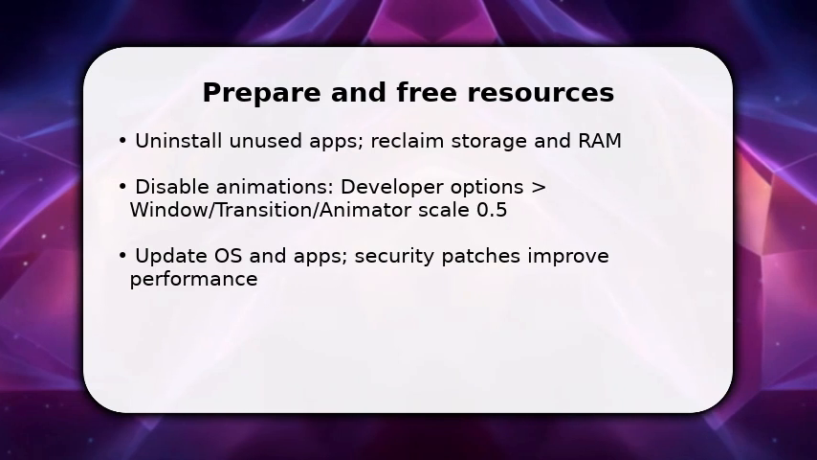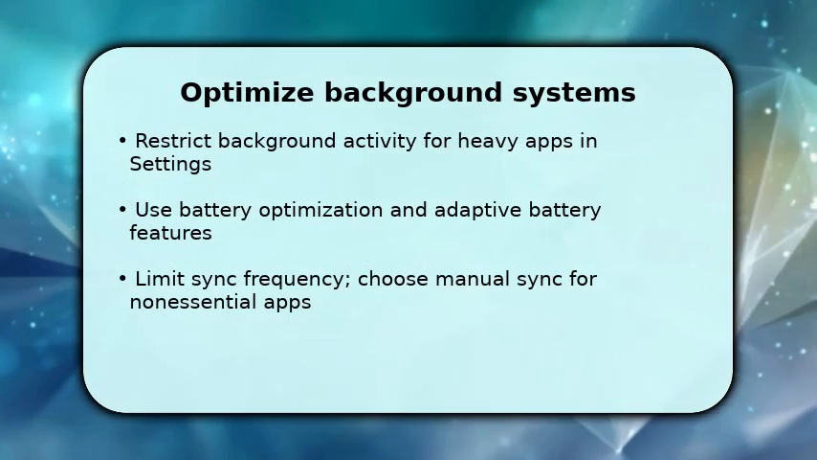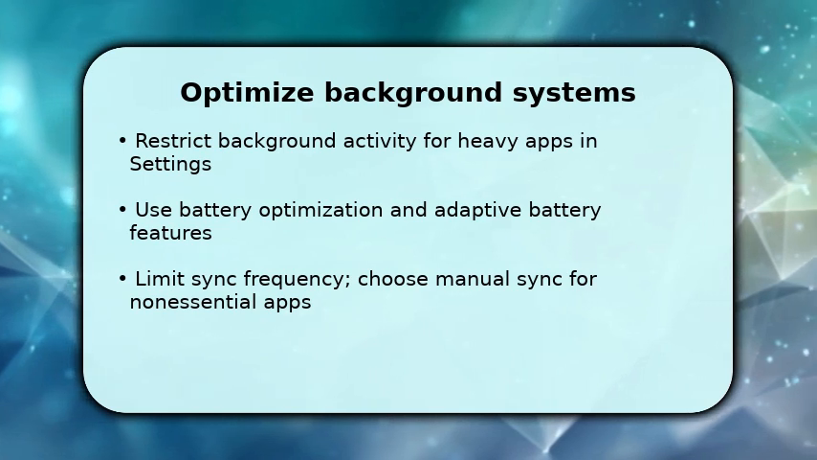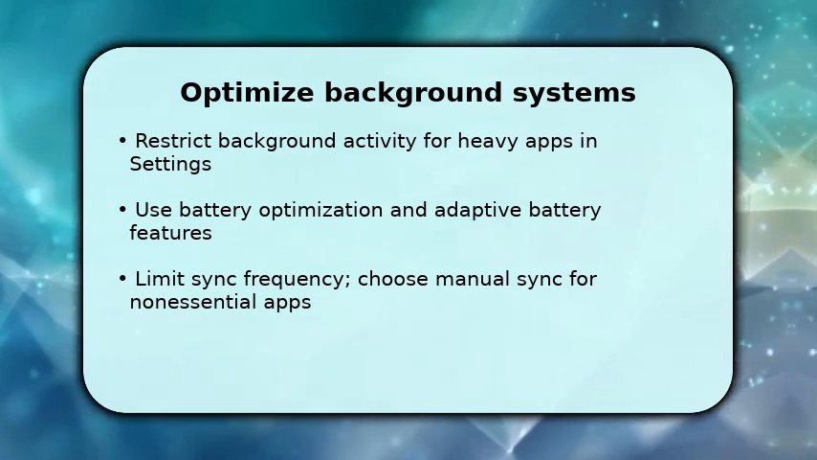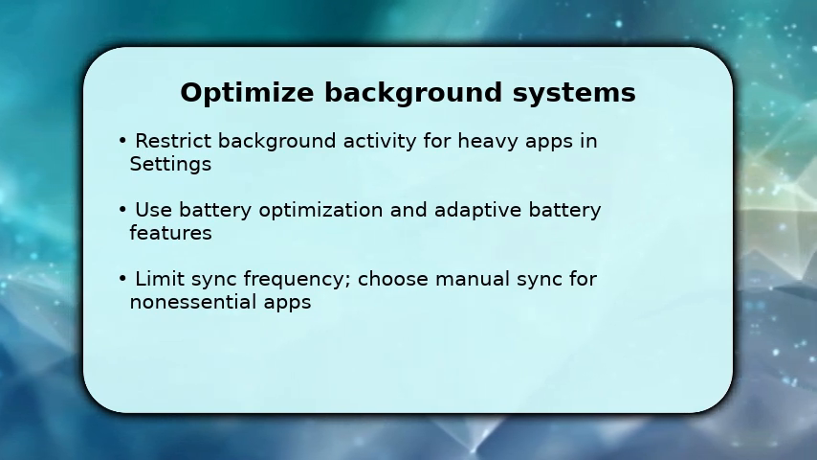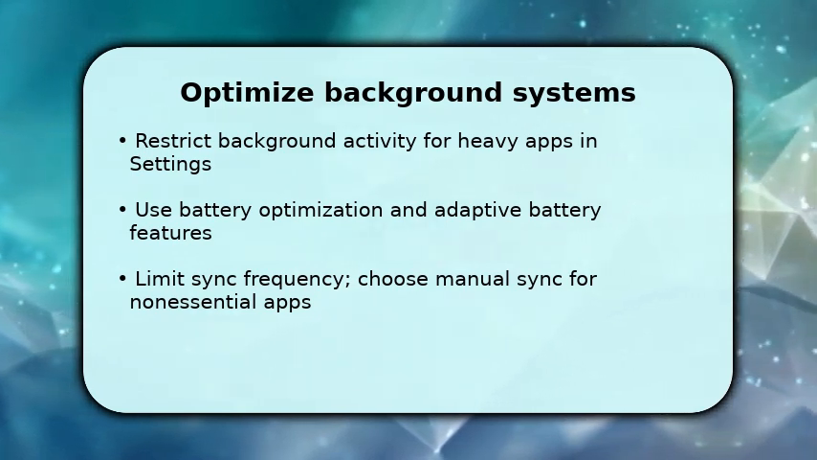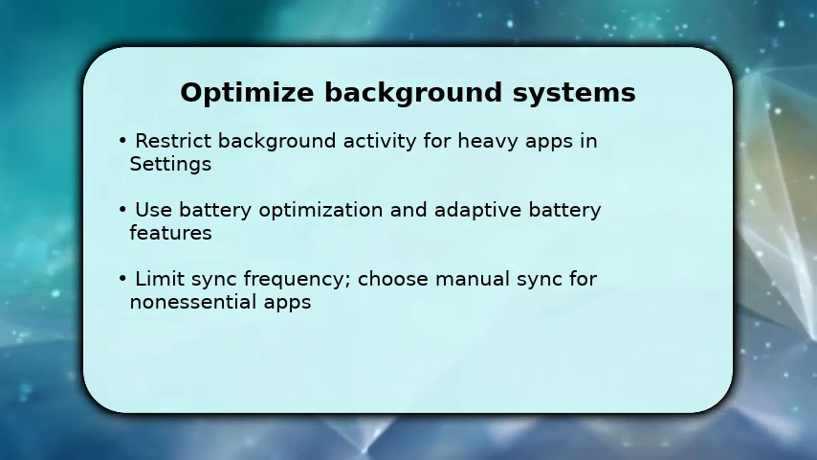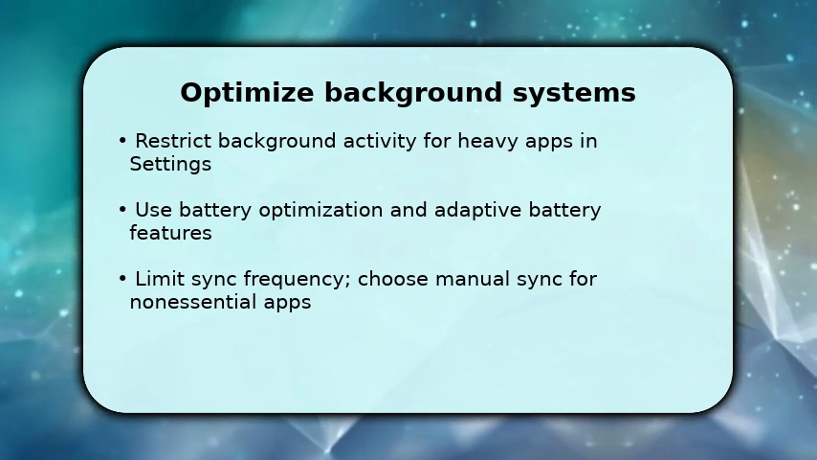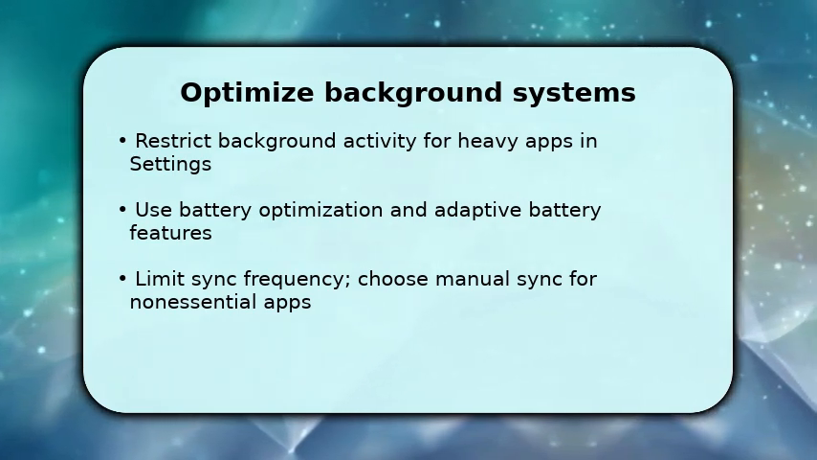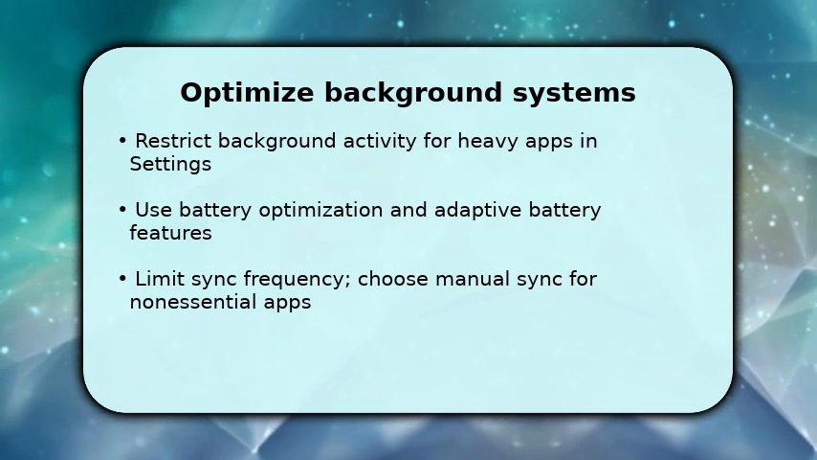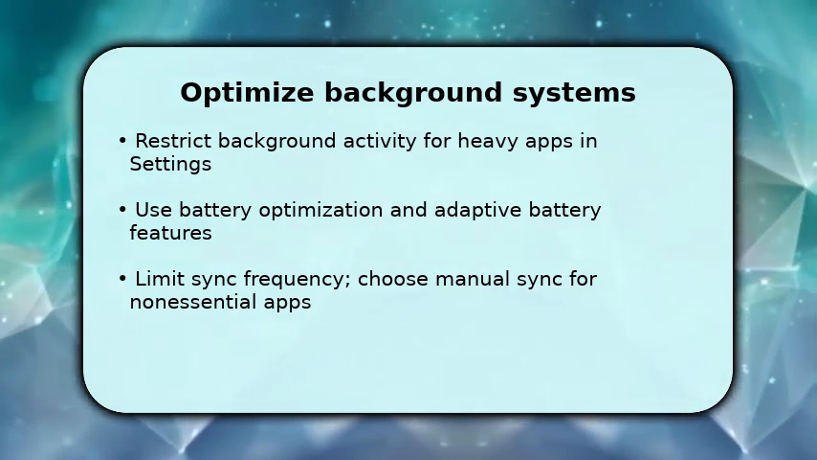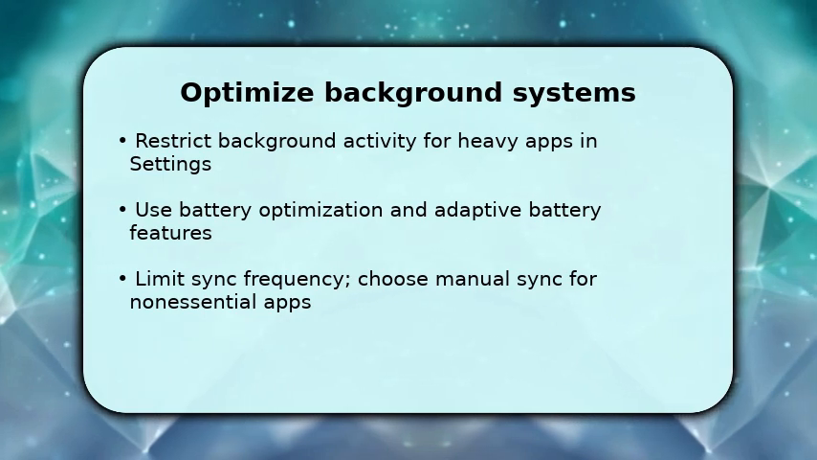move to deeper optimizations. Now focus on background systems where slowdowns hide. You should restrict background activity for resource-hungry apps from the app info screen so they don't wake the CPU constantly. Then enable battery optimization and adaptive battery to prioritize frequently used apps. Once those are active, reduce sync frequency for email and cloud apps or switch to manual sync for low-priority accounts. These steps reduce I/O and CPU contention, which improves responsiveness and lowers thermal throttling over time.